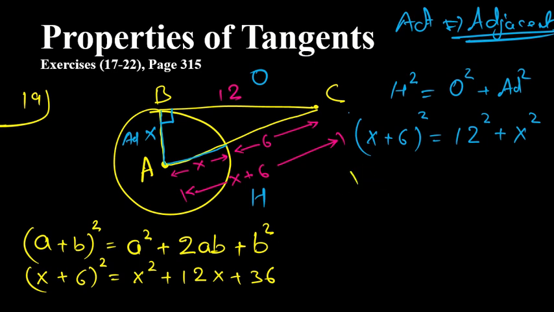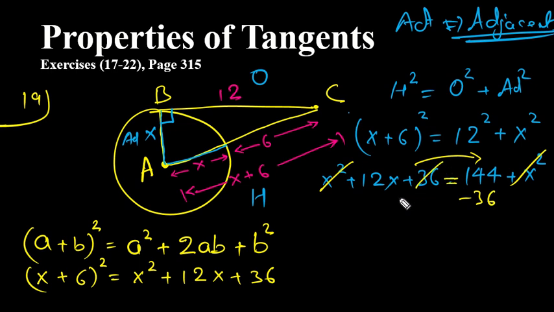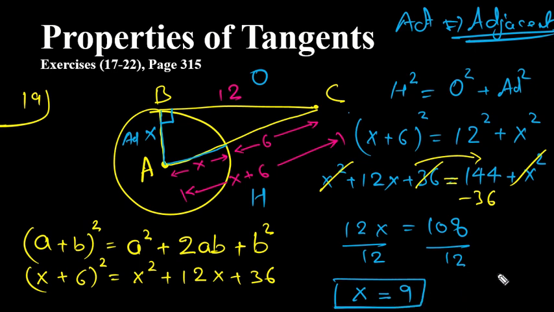Okay, X square plus 12X equals 12 square, which is 144, plus X square. Now what do you see here? X square is the same on both sides of the equal sign, so you can just directly cancel them. Then take this 36 over, minus 36, so this is also out. Now 12X is equal to 144 minus 36, which is 108. Now you divide by 12. If I'm going fast, you can slow it down and watch it again. X is equal to 9, and that is your answer.